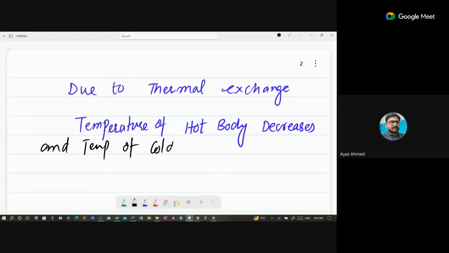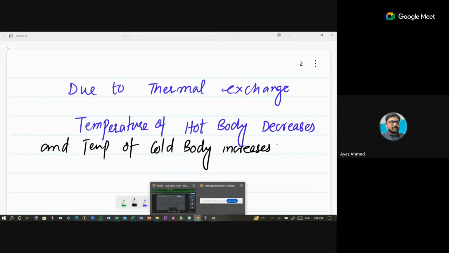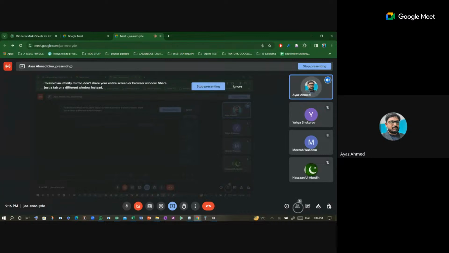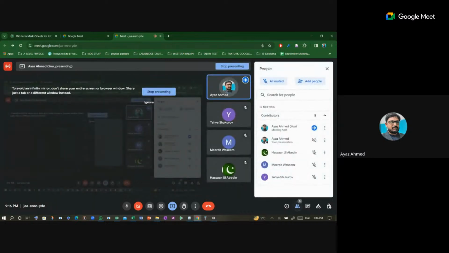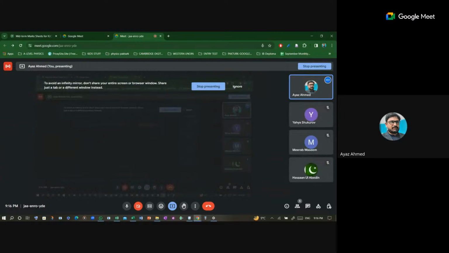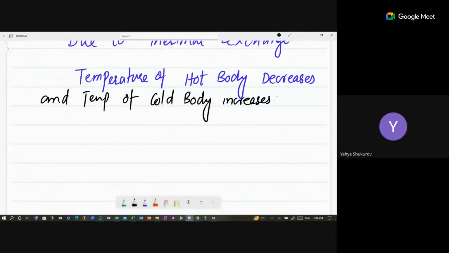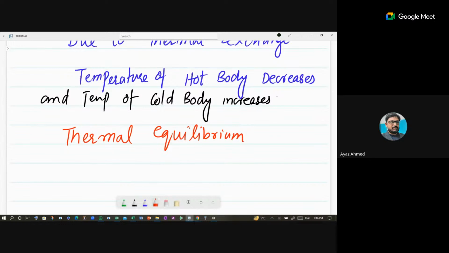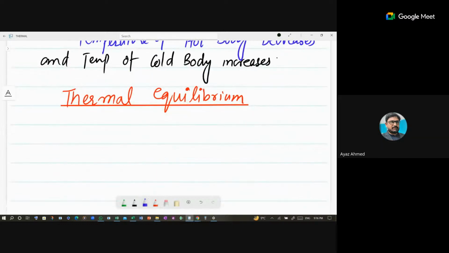Temperature of cold body increases. A time occurs when both of the bodies have equal temperature. So there is a stage which is called thermal equilibrium. Thermal equilibrium is that stage when both bodies are having the same temperature. We do not say anything about which is hot and which is cold, right?